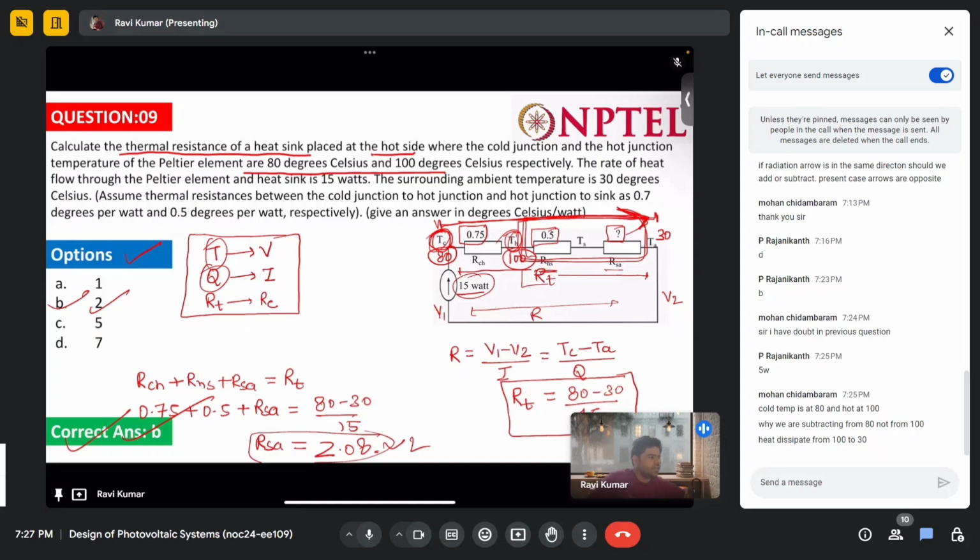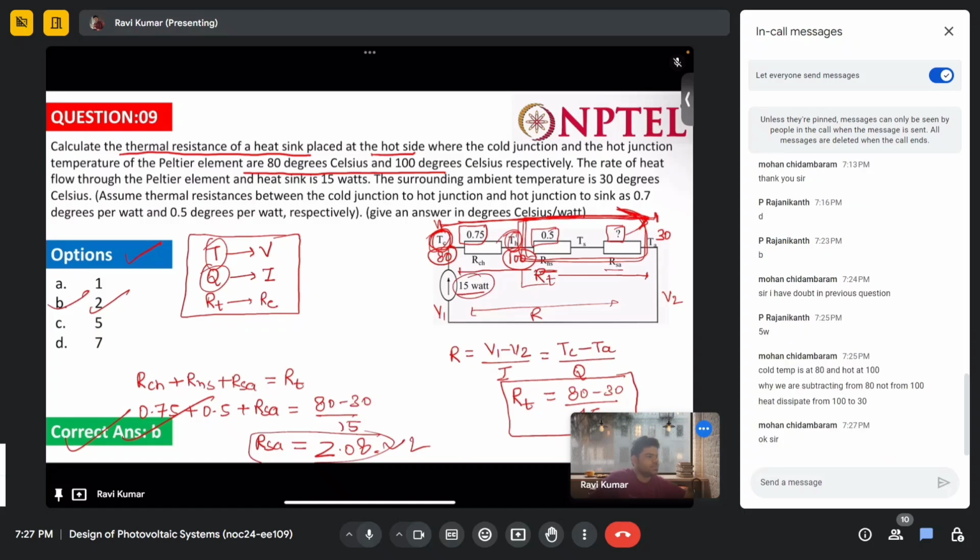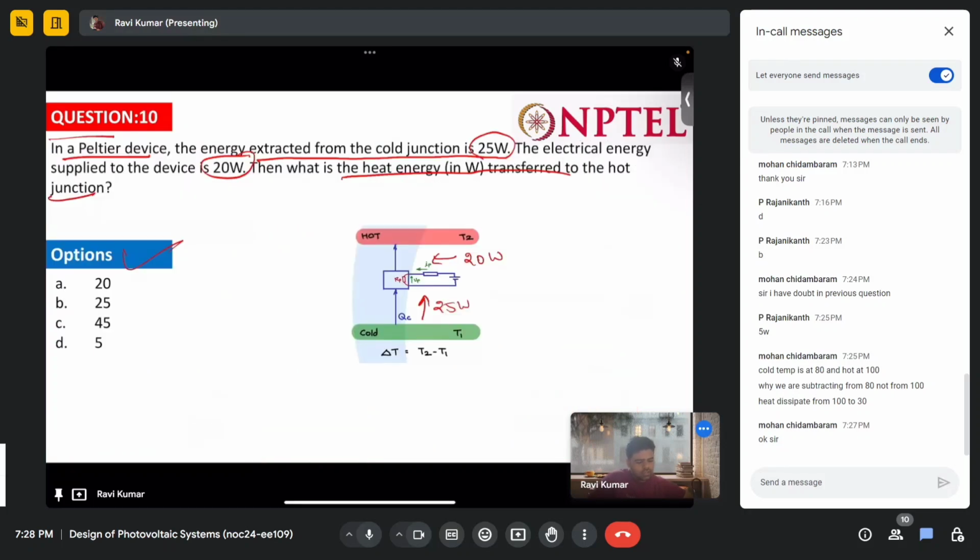Take it as an electrical circuit. Yes. Okay, we were at this question. So like Rajnikant said, 5 volt. Okay. Understand the direction of arrows.